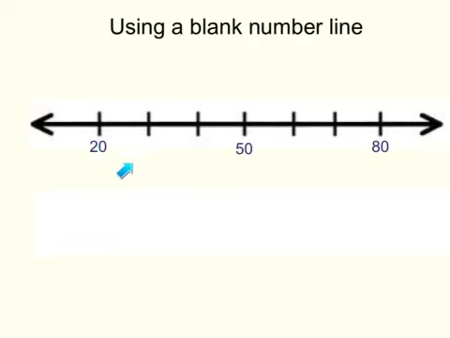20, 30, 40, 50, 60, 70, 80. That makes sense. My number line is counting in 10s. Now my number line looks like this. This will make it much easier to find numbers on your number line.